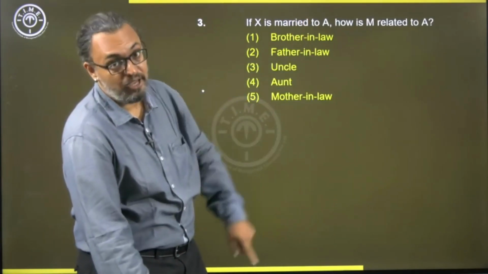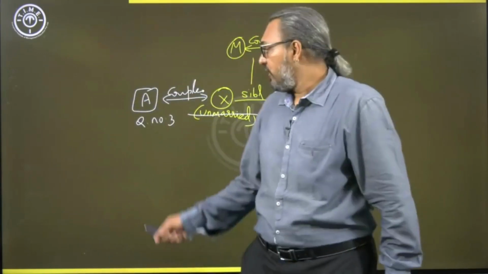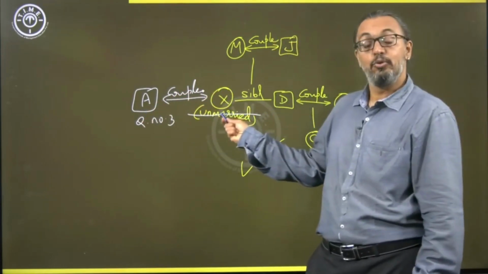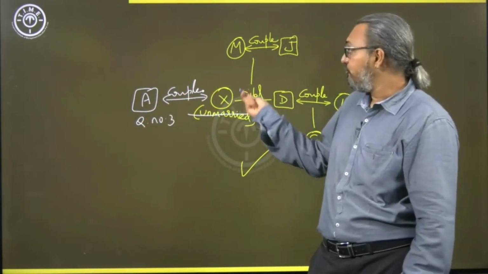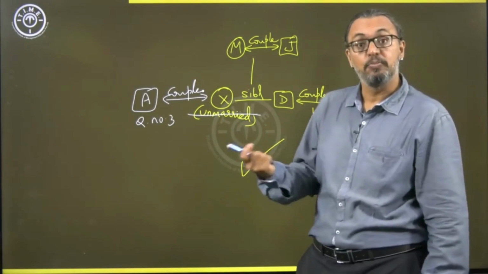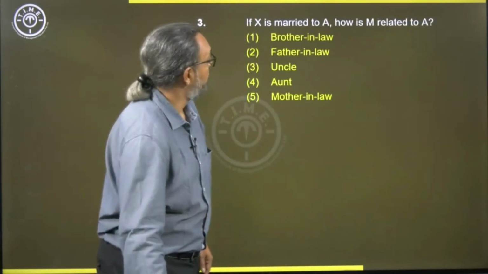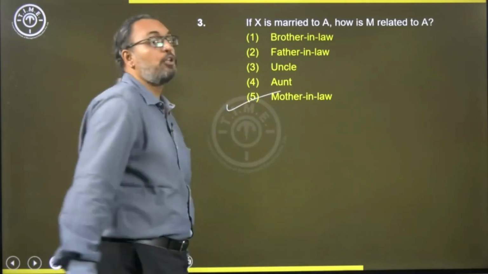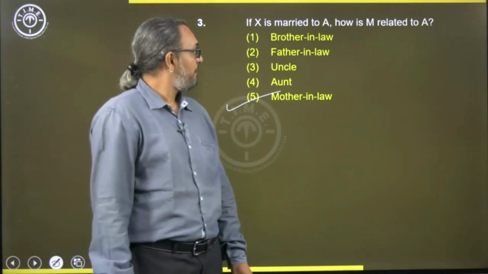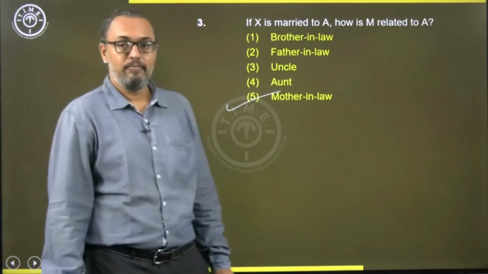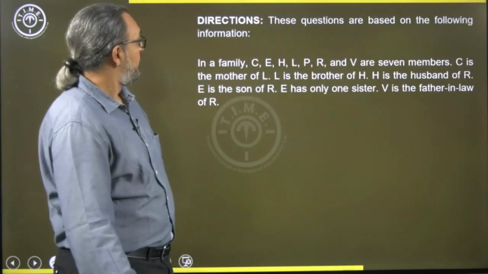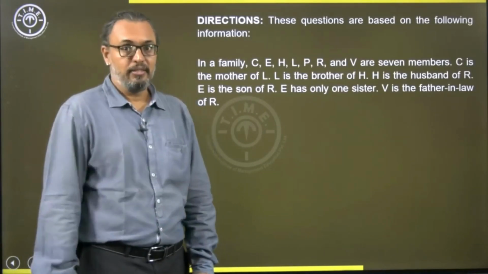From A, we have to check how is M related. So from A, you first go to X. Who is X? X is a wife. And from wife, you go to M. Who is M? The mother of wife. So wife's mother is spouse's mother. We call mother-in-law. And that's available in the third option. Understood that? Right. So those were the questions you had in that set.